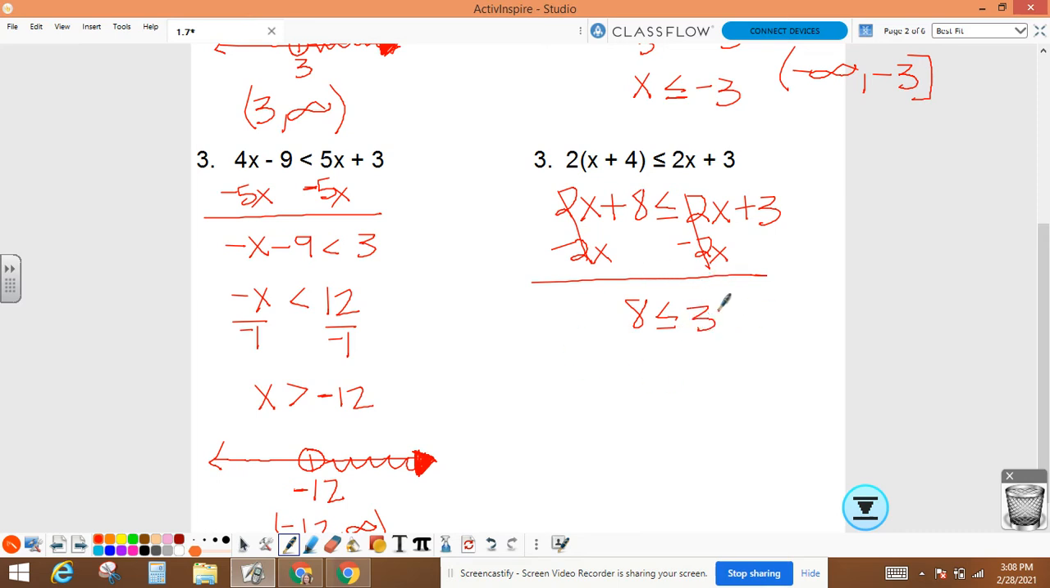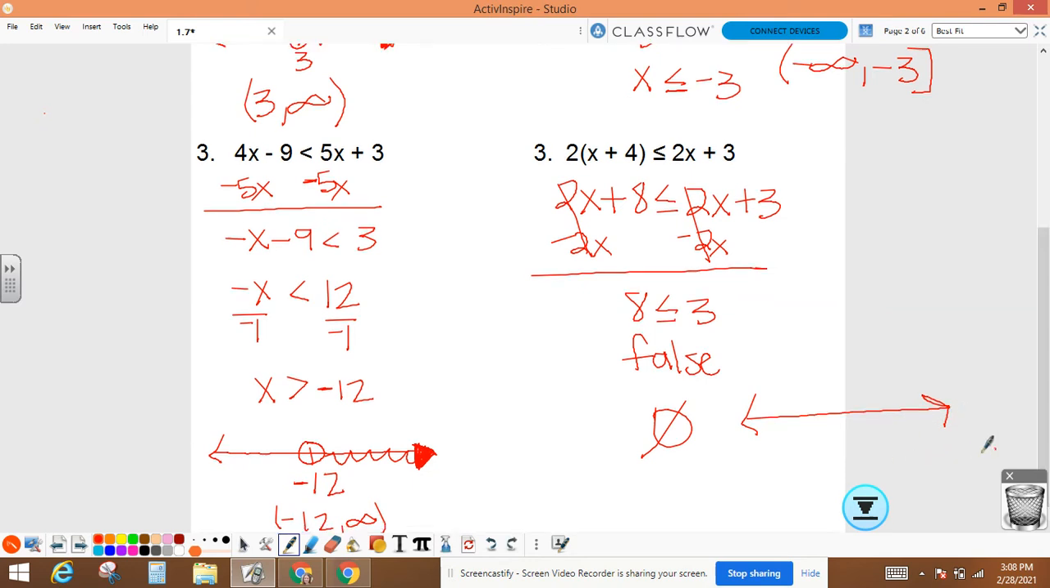When your variable disappears, remember that it's either no solution or infinitely many. Whether you have a true or a false statement is what tells you which one you have. So you've got to stop and think. This says 8 is less than or equal to 3. Is that true? Is 8 smaller than 3? That is not true. This is a false statement, which means there is no solution. So if I tried to graph this, all I would do is leave an empty number line because there are no solutions. There's nothing to shade in.